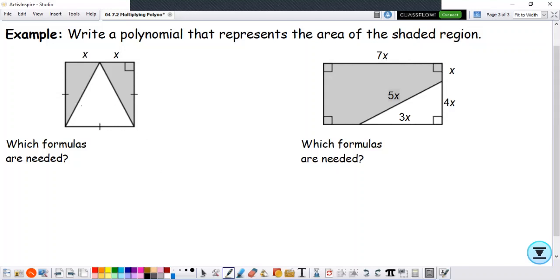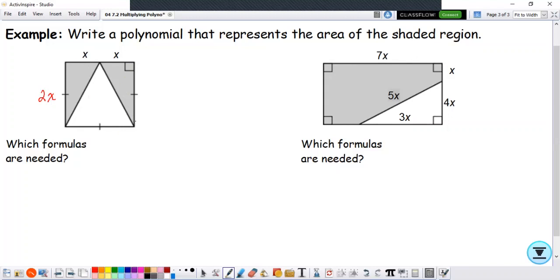It appears in this first shape that we have a square, and we know that this side is made up of two x's. So what that tells me is that each length is 2x. Each side of this square has a length of 2x. But the other thing I want to keep in mind is I'm looking for area. So I need to think of what formulas I am going to use.